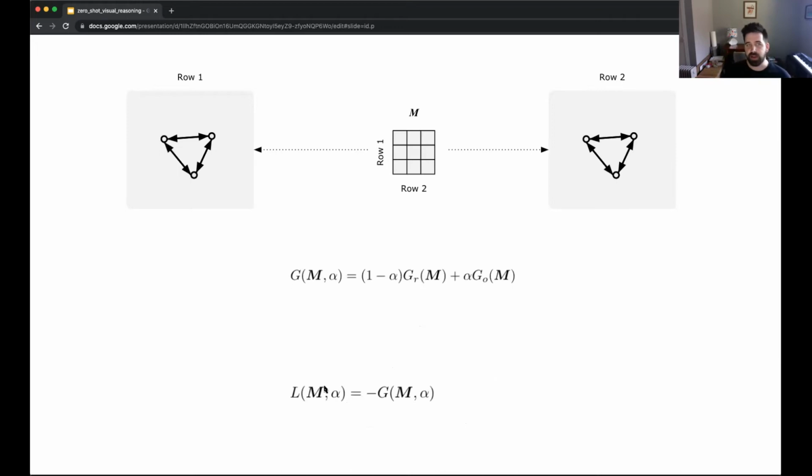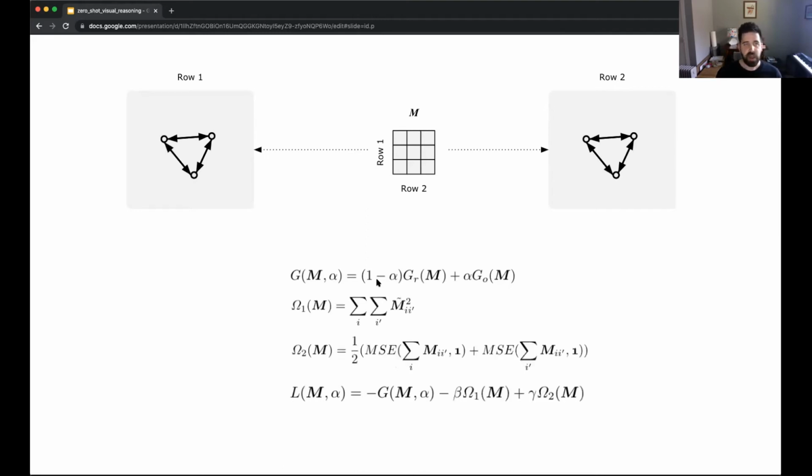And then to identify a good mapping, what we're going to do is use this overall graph matching score G as part of a loss function, which we can then just hand over to a generic optimizer in order to optimize both the mapping matrices and the alpha parameter. And then additionally, we also have these 2 regularization terms, which I can explain in more detail if anyone is interested, but basically they encourage the model to discover one-to-one or isomorphic mappings.